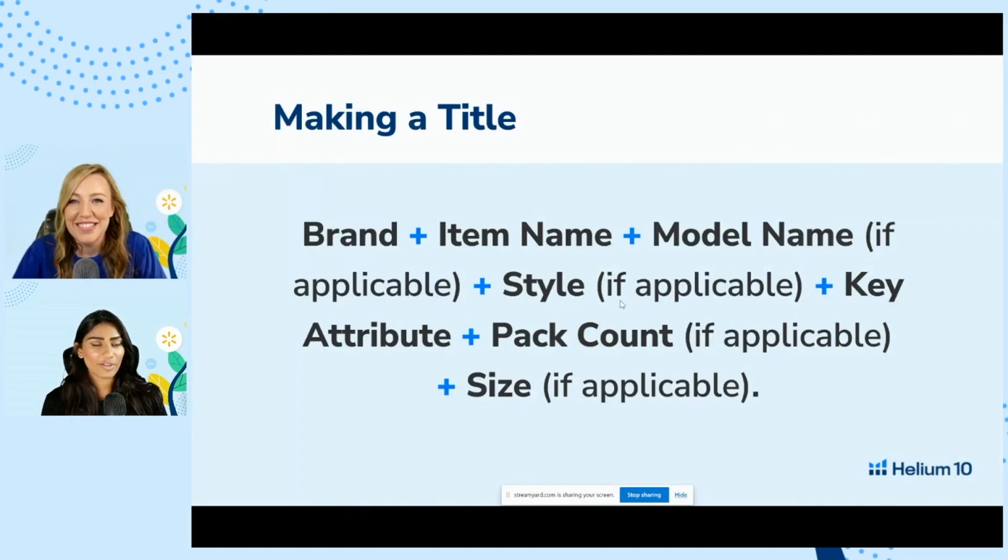Let's begin by talking about the title guide. You will definitely need to start with your brand as well as the item name. And then the rest of that title can really be some of those attributes that your product really has. So that means your model name, you have your style, key attributes, pack count, if you have different sizings, all that information can be inputted into your title.